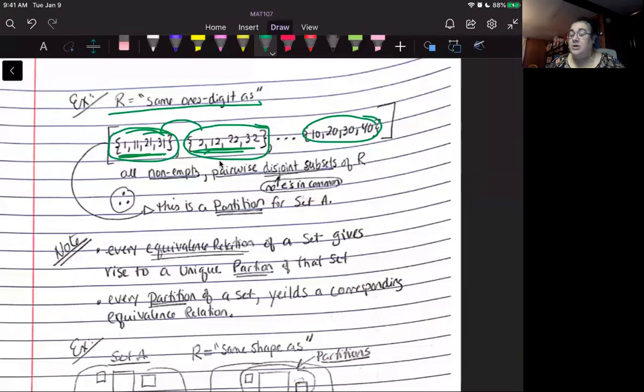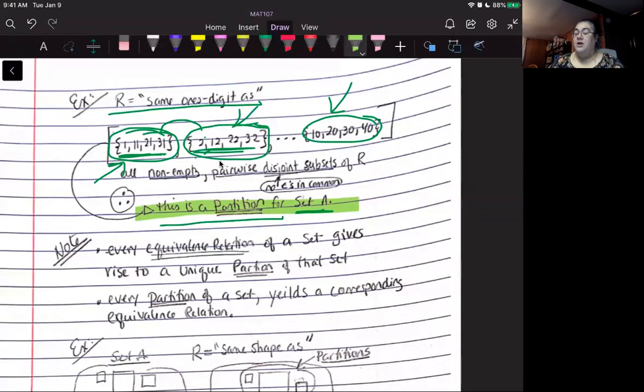If you were to put the union of these together, you'd get back the original set we started with, which was set A. Therefore, this is called a partition. That is a partition for set A. Meaning, these are partitions such that if you take the union of them, it would give you back the original set we started with. So that's the definition of a partition.